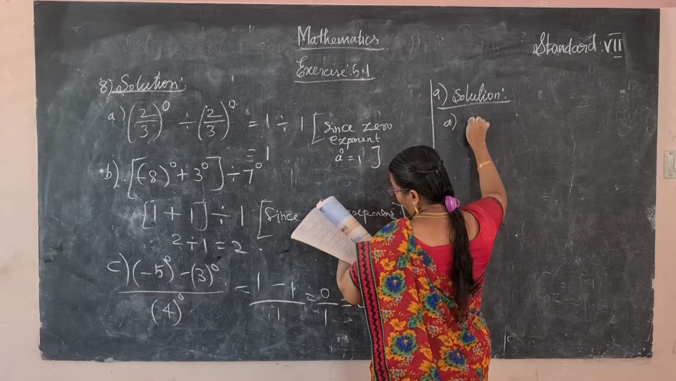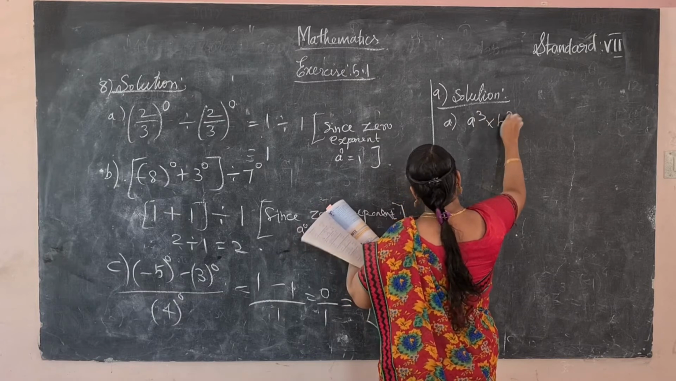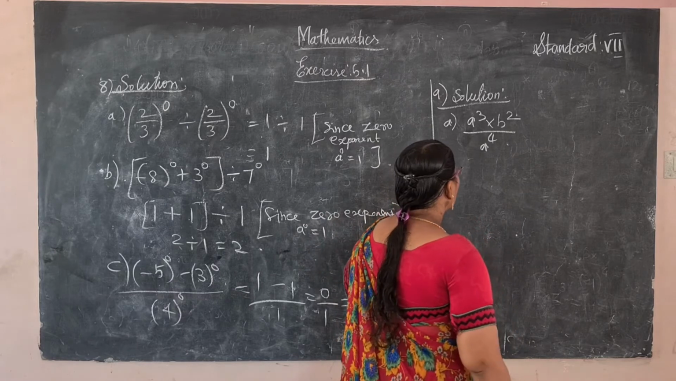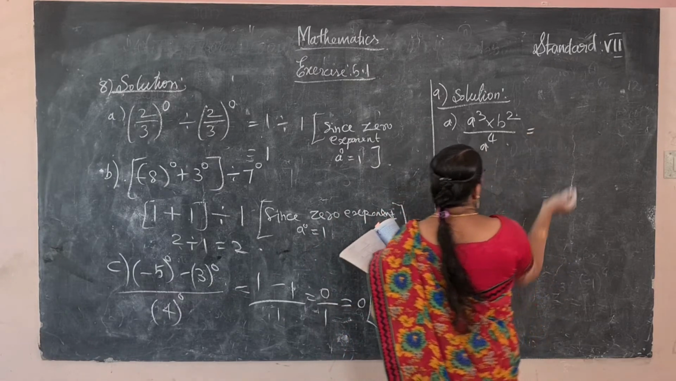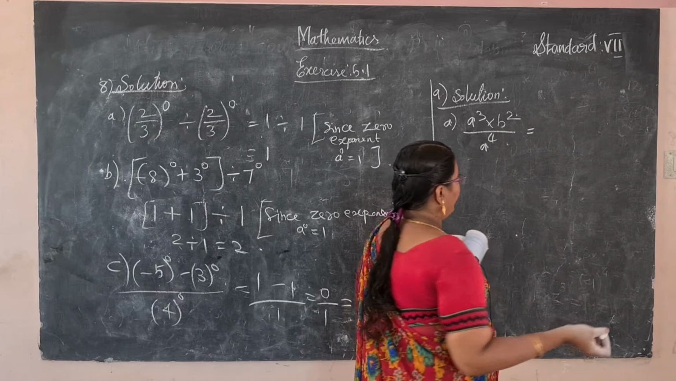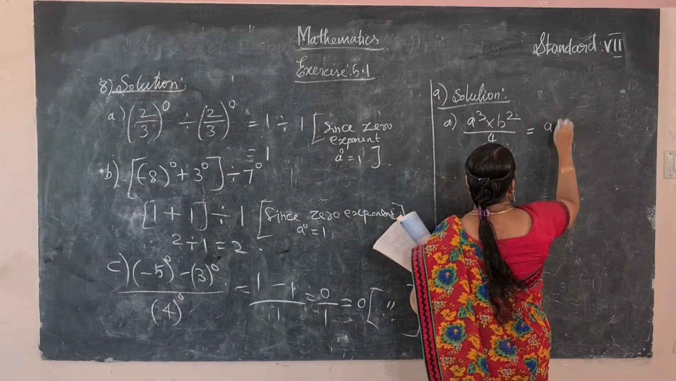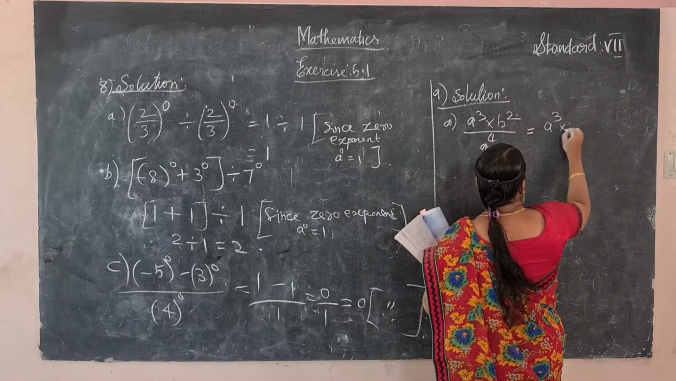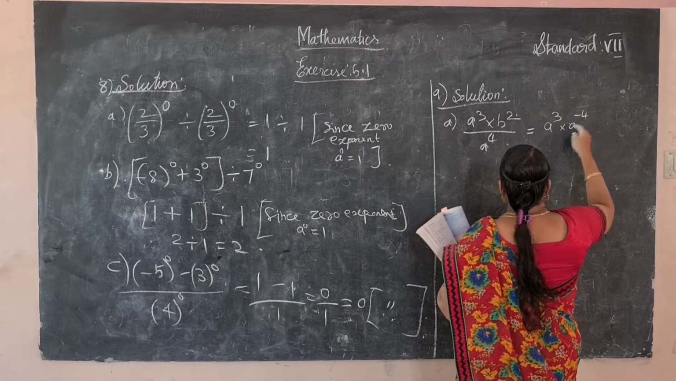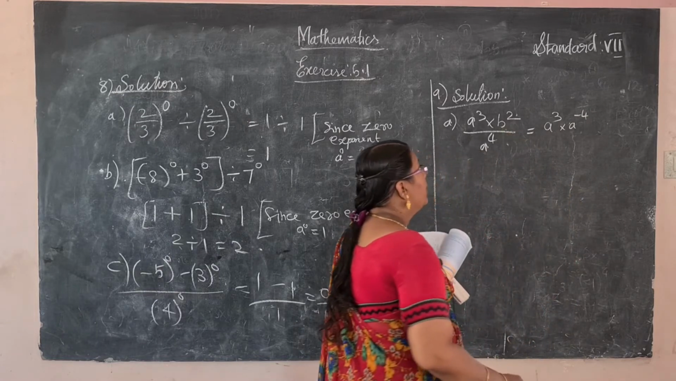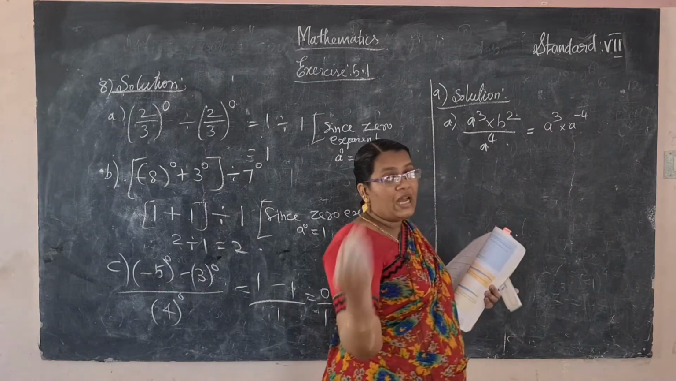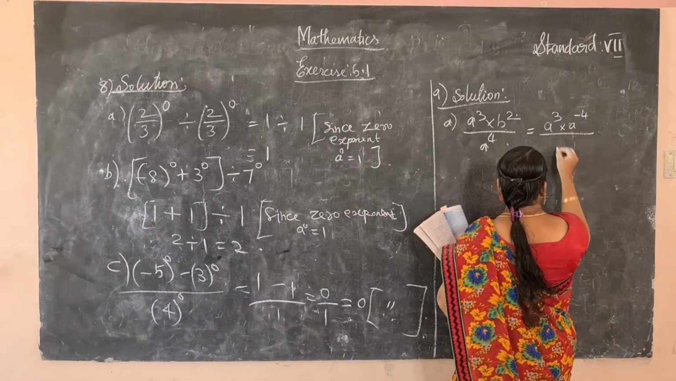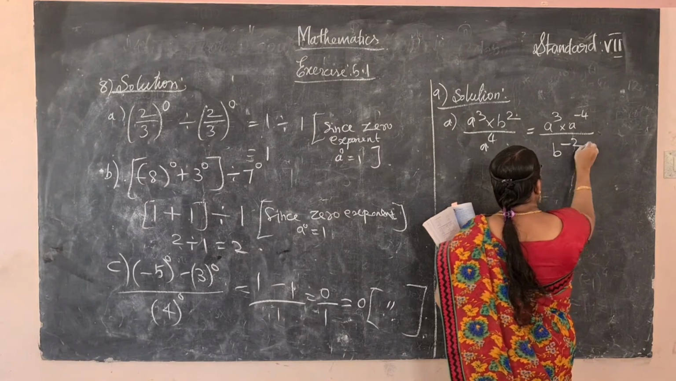First problem, a power 3 into b squared by a power 4. Write in the exponent, negative exponent. So a power 4 moves to the numerator, a power minus 4. Here b squared is in the numerator, so it moves to the denominator and we get the negative exponent. So b squared moves to the denominator, we get b power of minus 2.